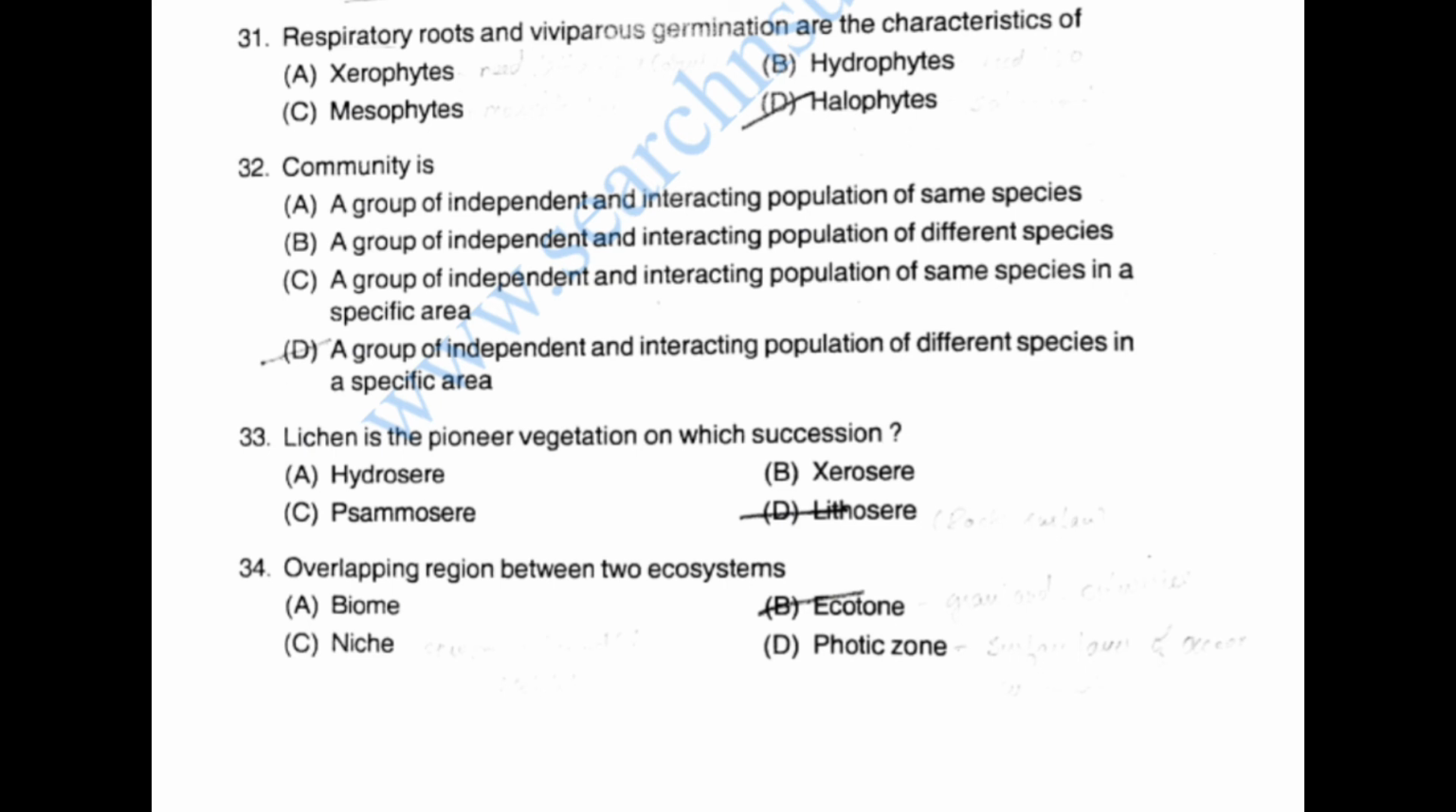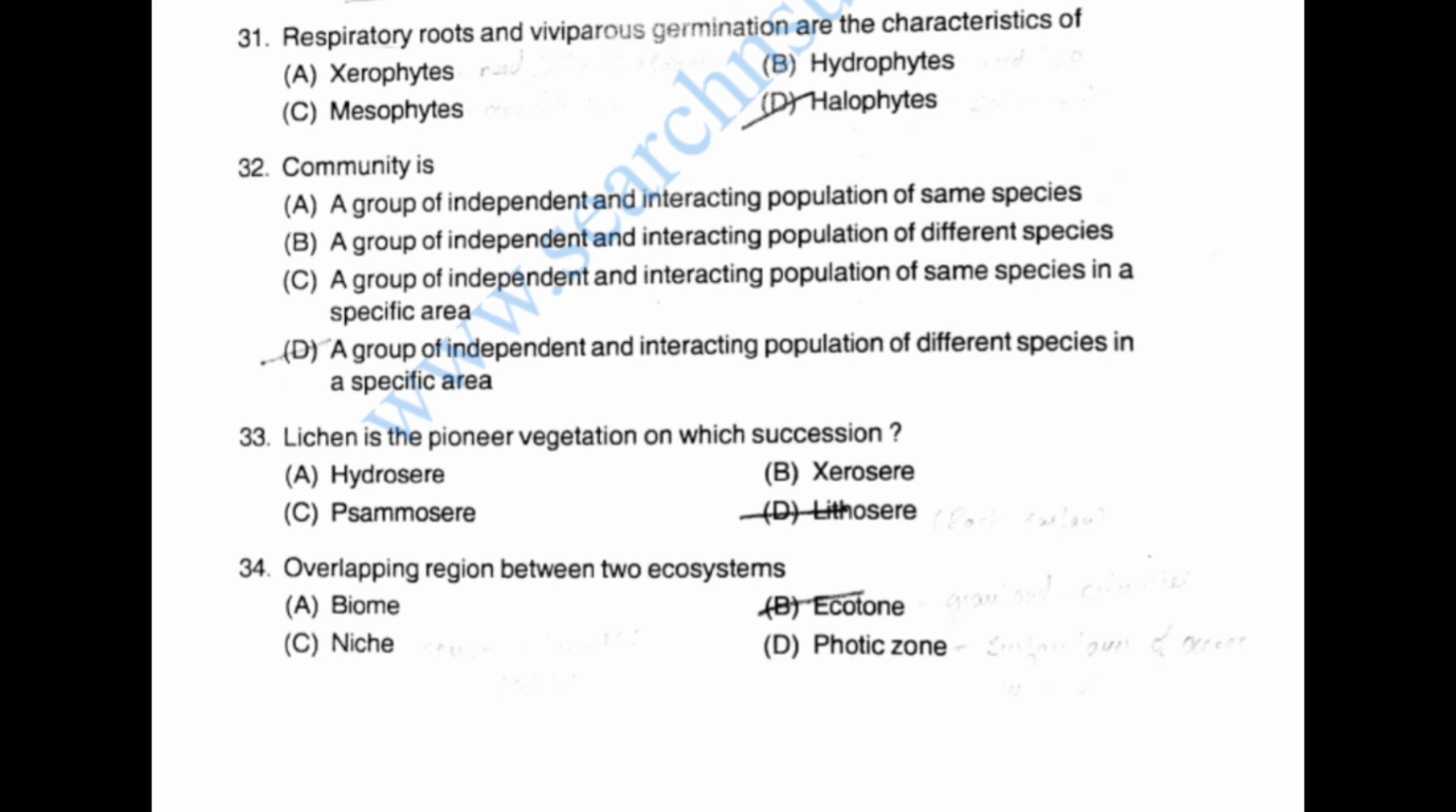Question number 33. Lichen is the pioneer vegetation on which succession? Okay. Here you'll have to find out the type of succession in which lichens are the pioneers, means they are the initiators of the succession. And on which type of succession are they? That is lithosere. Okay, the lithosere. Answer is going to be lithosere.